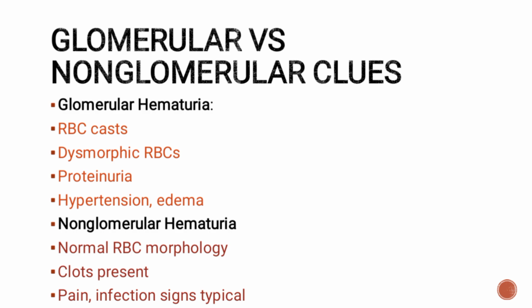Then we will differentiate between glomerular versus non-glomerular clues. You will assume that hematuria is arising from a glomerular source when urine complete examination shows the presence of RBC casts, dysmorphic RBCs, proteinuria, and clinically hypertension and edema are present. Most probable origin is glomerular. And in case of non-glomerular hematuria, there will be normal RBC morphology and clots will be present, and pain and infection signs are typical of non-glomerular hematuria.